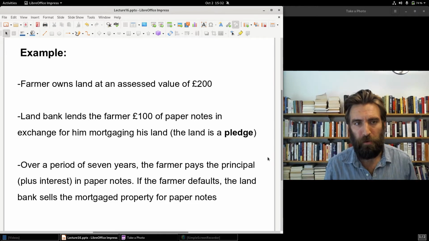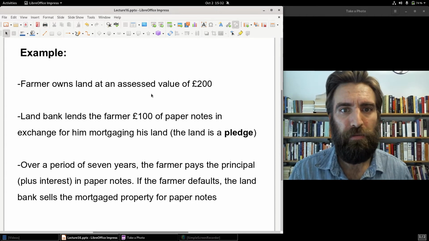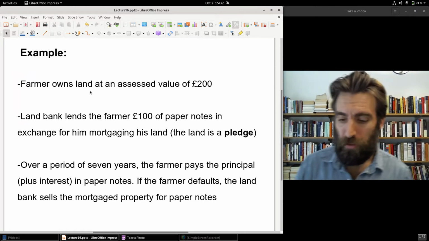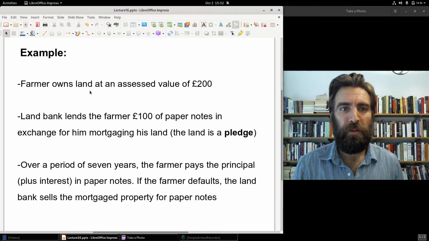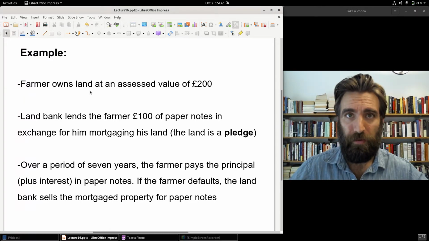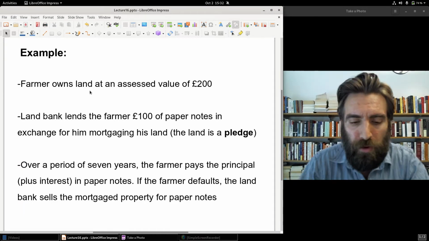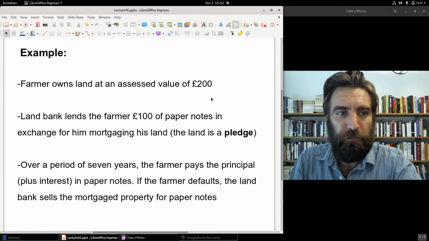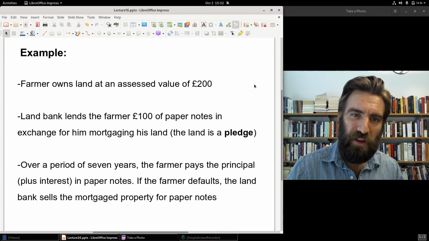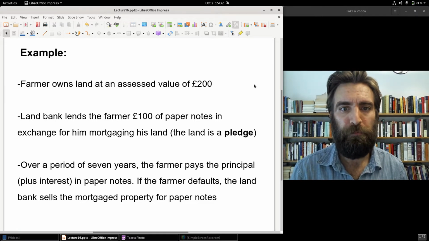So here's an example. Let's say you're a farmer and you have so much land, and you approach the land bank. I'd like to borrow money. The land bank would have an assessor come to your property and assess its value. The assessor comes back and says this property is worth in the market about 200 pounds. A conservative land bank would say, okay, 200 pound property, we'll play it safe and lend you 100 pounds of paper notes.